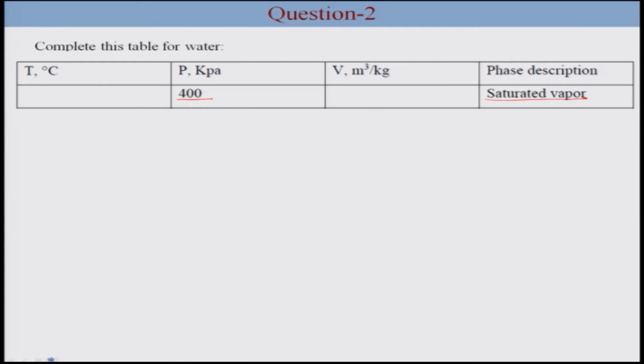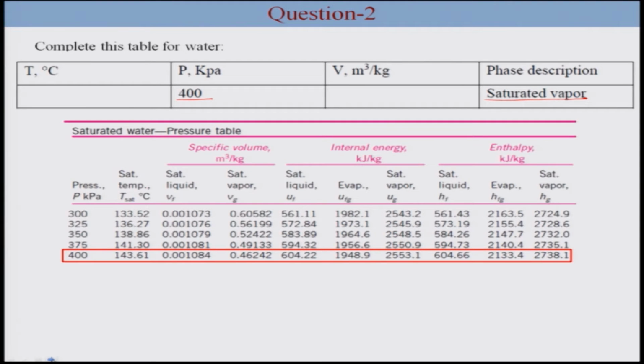In the next case, the pressure of the system is given and it is given that it is a saturated vapor. So, again looking into the saturated water pressure table at 400 kilopascal, it is a saturated vapor. So, temperature will be same as the saturation temperature. So, temperature is 143.61 degree Celsius and volume is Vg because it is a saturated vapor. So, volume is 0.46242 meter cube per kg.